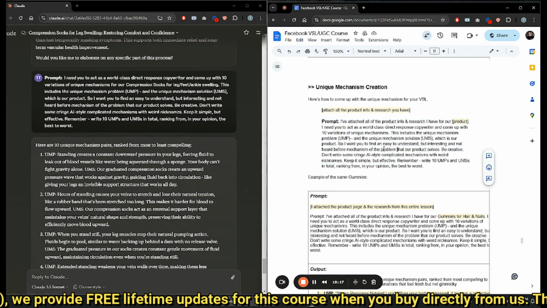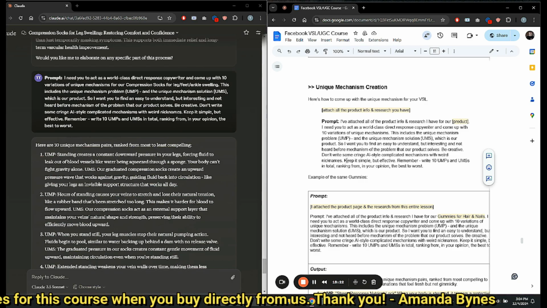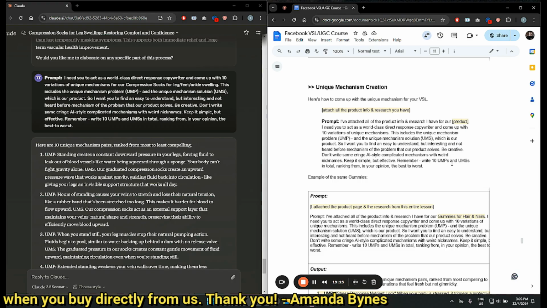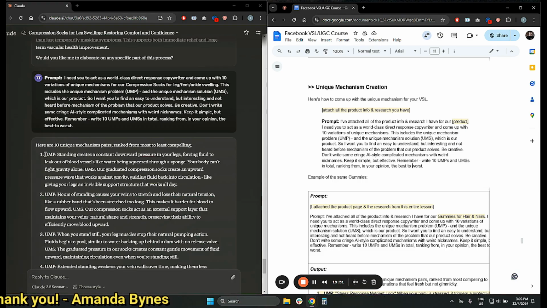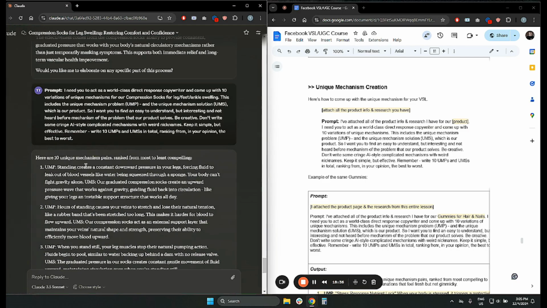Also, in the prompt, I didn't read it out, but it said, remember, write 10 UMPs and UMSs in total, ranking from, in your opinion, the best to the worst. So this should be the best one in the opinion of AI, and this should be the worst one. So the best one is: standing creates a constant downward pressure in your legs, forcing fluid to leak out of your blood vessels, like water being squeezed through a sponge. Your body can't fight gravity alone. So our graduated compression socks create an upward pressure wave that works against gravity, guiding fluid back into your circulation, which is a good one, and I would use this one.